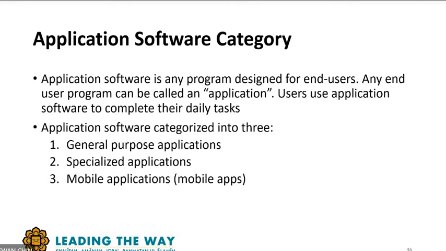So the application software is categorized into three. The first one is the general purpose application. The second one is the specialized application. The third one is the mobile apps. We call them mobile applications.